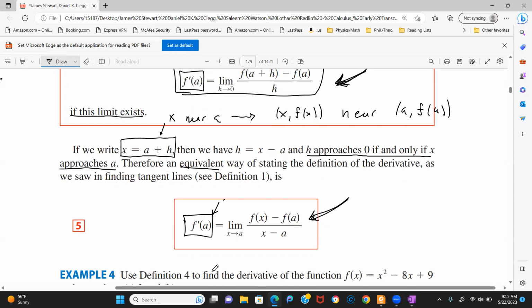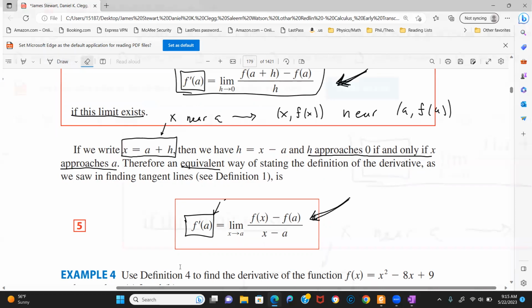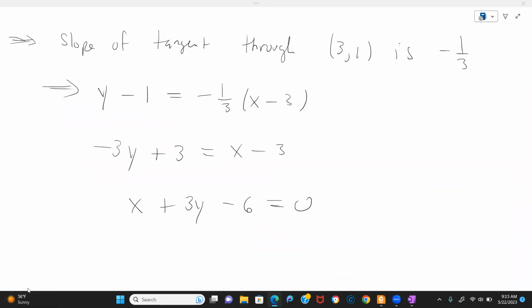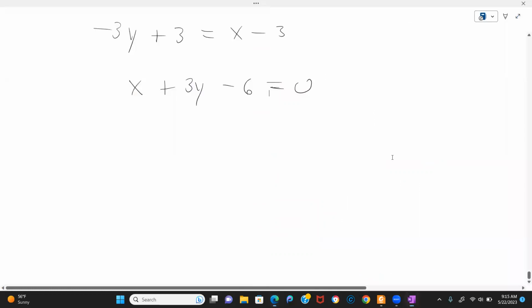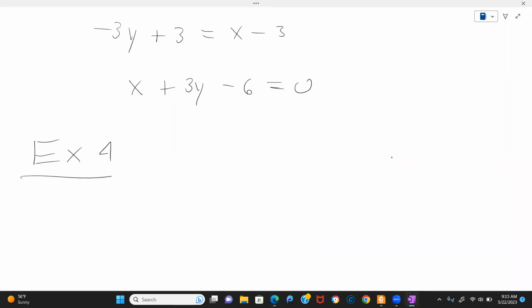All right, so let's use definition 4 to compute this derivative right here. So this is example 4. We want to use definition 4 to find the derivative of f of x is equal to x squared.